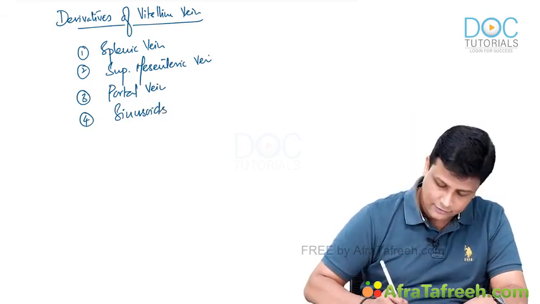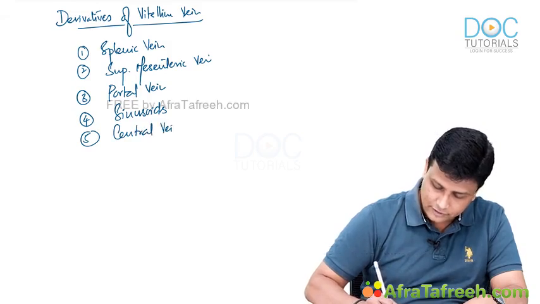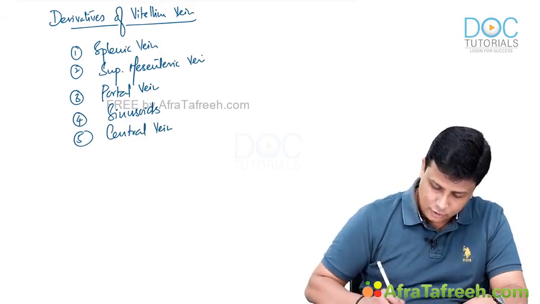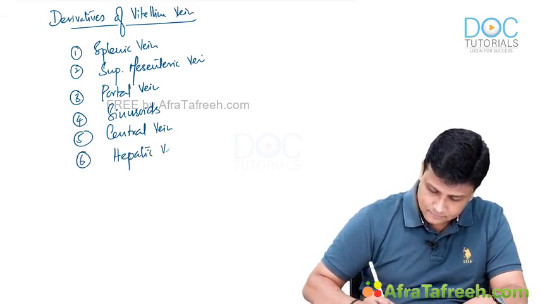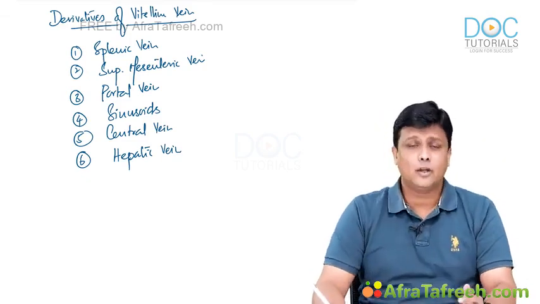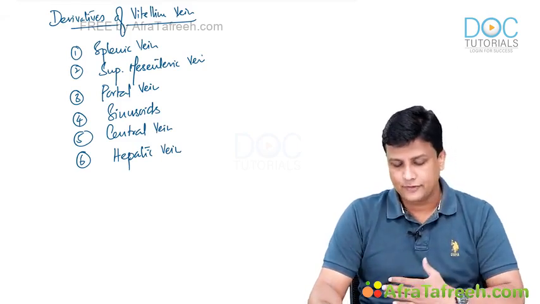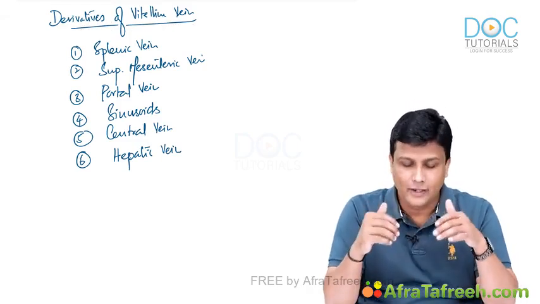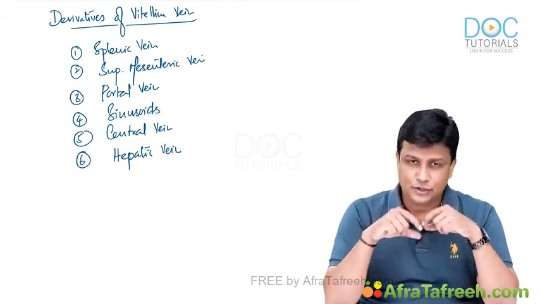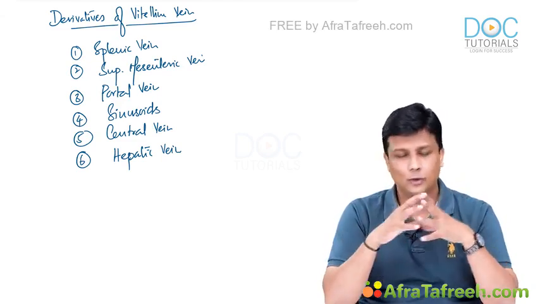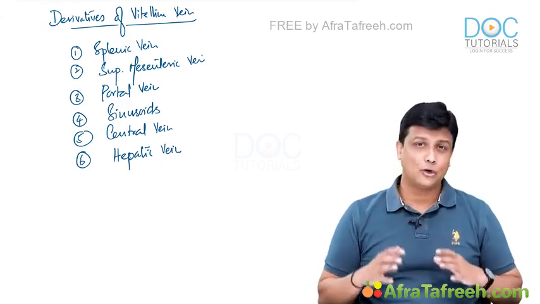After the sinusoids, the blood goes into the central vein. Even the central veins in the liver are derived from the Vitelline vein, and those central veins combine together to form your hepatic veins. So even the hepatic veins are derived from the Vitelline vein only, guys. All these structures I have written here are derived from the Vitelline veins only. In one of the exams, they have tested the sinusoids of the liver: the sinusoids of the liver are derived from where? From the Vitelline vein only, guys, without any doubt. Perfect. So that is about the fate of the Vitelline vein.